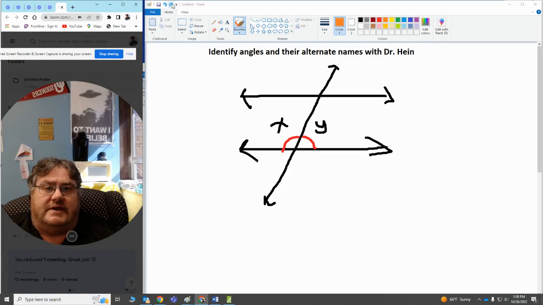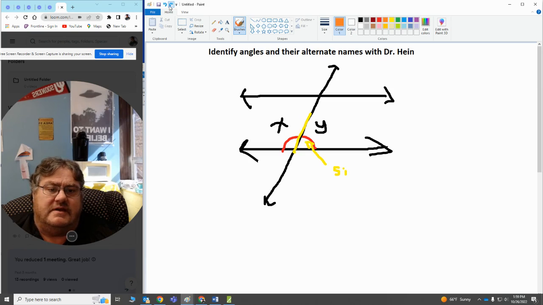Today we're going to identify angles and talk about some alternative names for these angles. Notice that angle X and angle Y have one thing in common. They share the same side. They also share the same corner, which we call a vertex. Okay, we call this an adjacent angle.